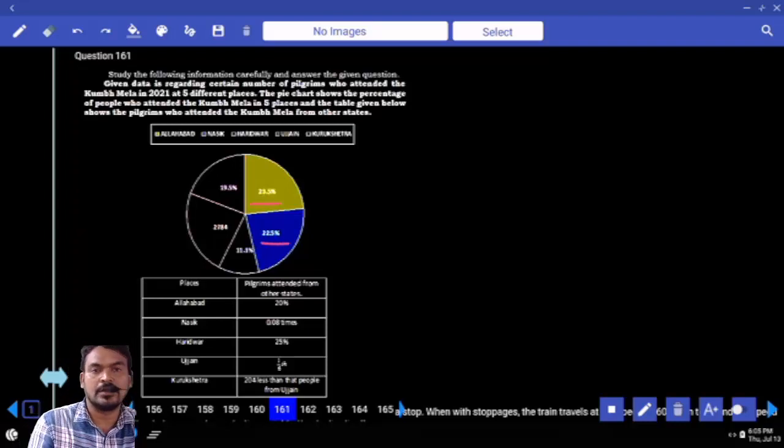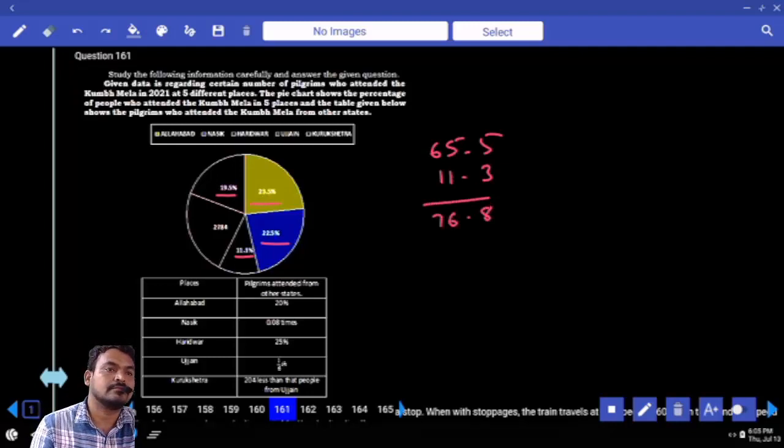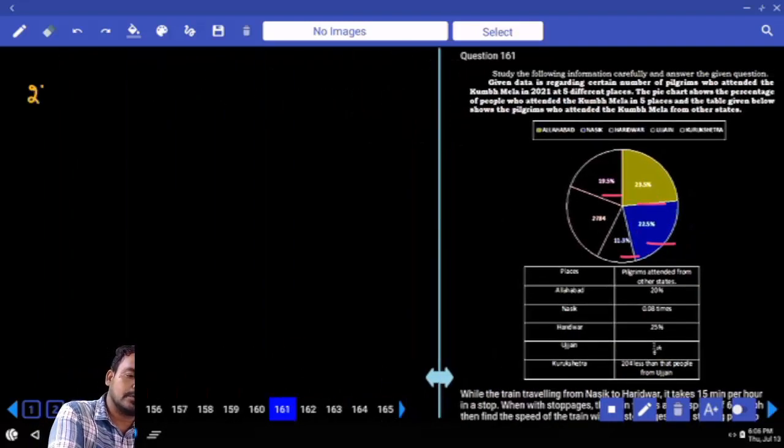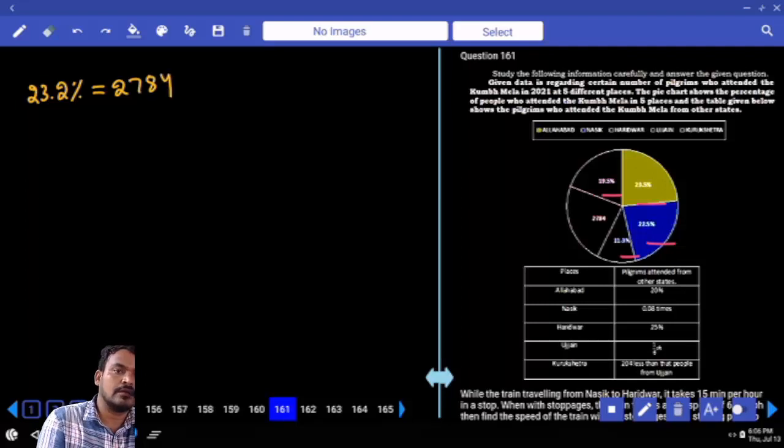23.5 plus 22.5, 46 plus 19.5, 65.5 plus 11.3, 76.8. What is the remaining? 23.2%. 23.2%, that is equal to how much value is given? 2784. Okay, then we get the 100% value.